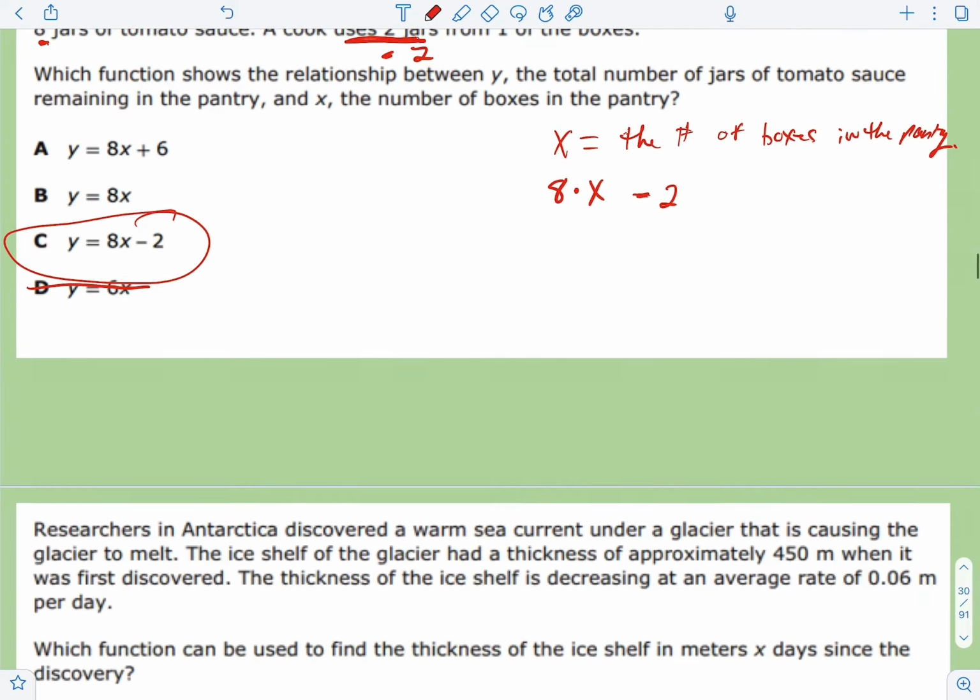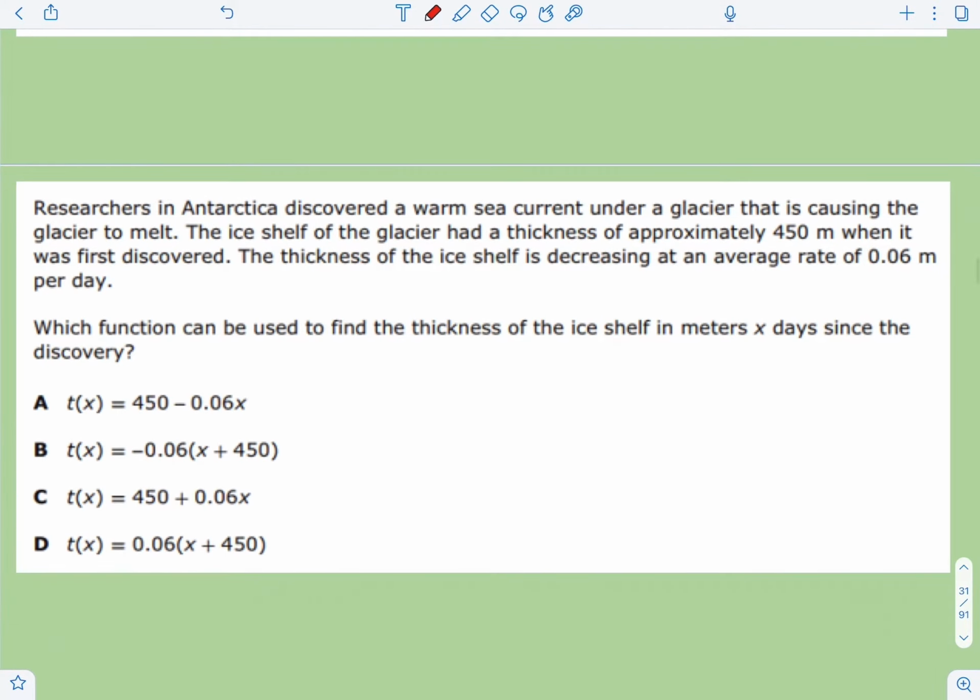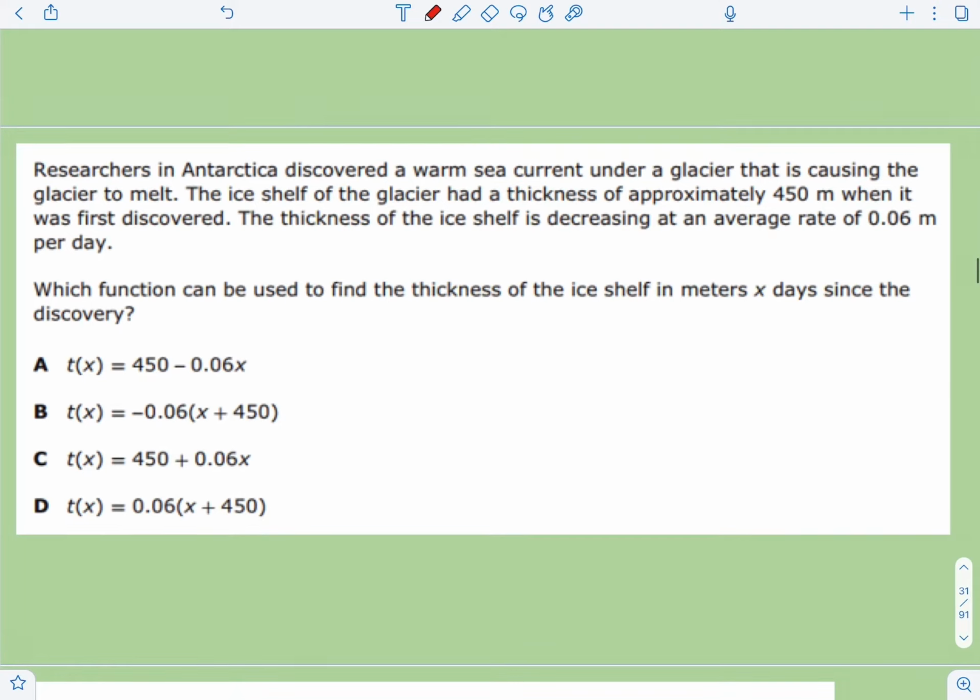All right. Researchers in Antarctica discovered a warm sea current under a glacier that is causing the glacier to melt. The ice shelf of the glacier had a thickness of approximately 450 meters when it was first discovered. The thickness of the ice shelf is decreasing at an average rate of 0.06 meters per day. Which function can be used to find the thickness of the ice shelf in meters?